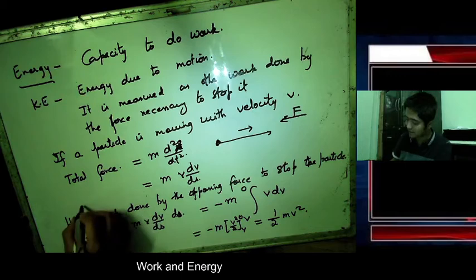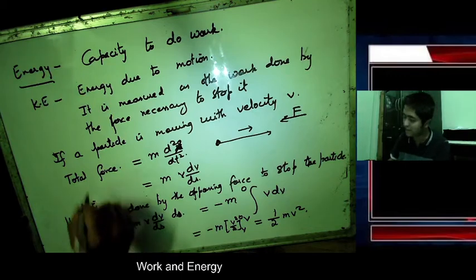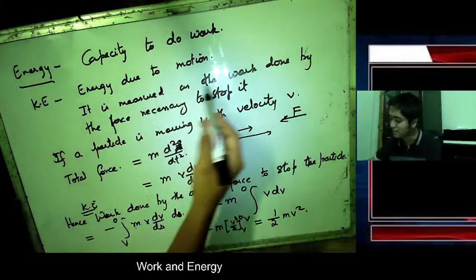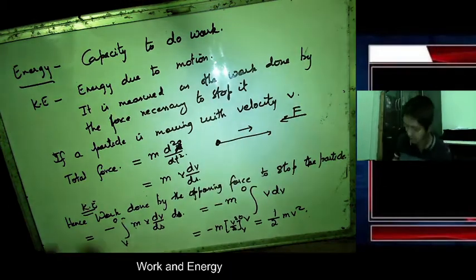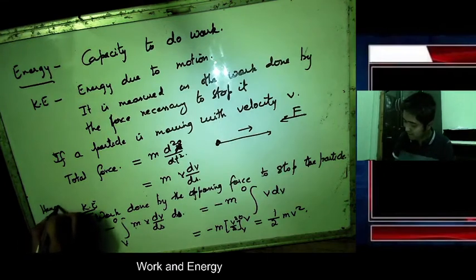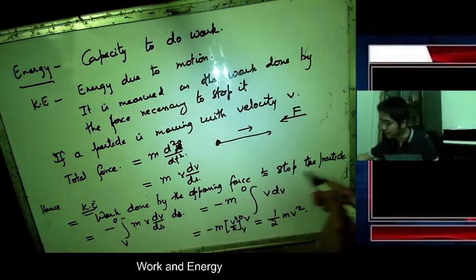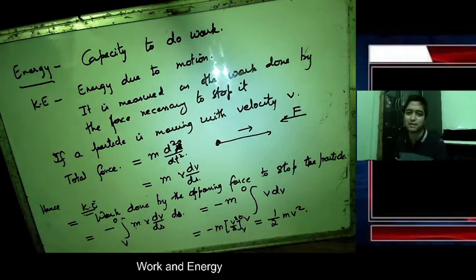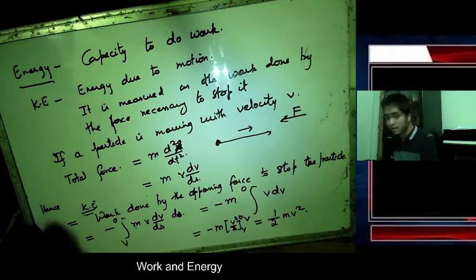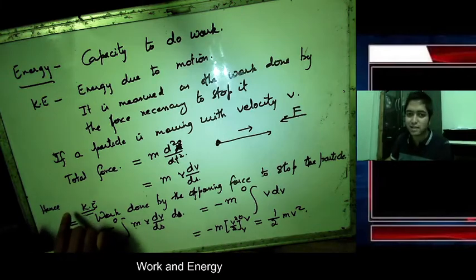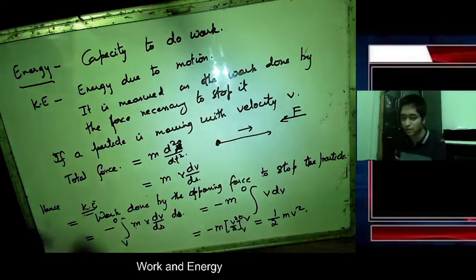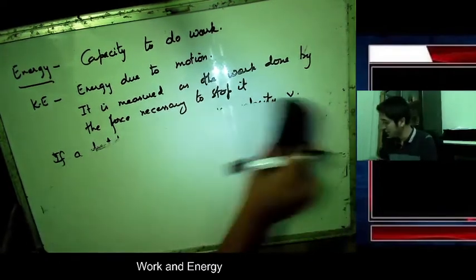Hence this one is the kinetic energy, because we have said that the kinetic energy is measured as the work done by the force necessary to stop it. So maybe you can write, hence K is equal to the work done by the opposing force to stop the particle, which is this. That's why this is how we get the formula for the kinetic energy, because it is measured as the work done. So this is about kinetic energy.